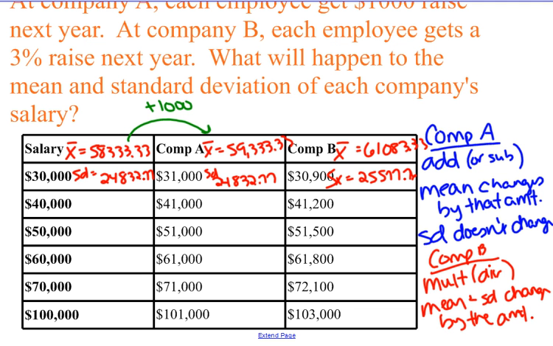This is called transformation. So when we want to transform data, because you get a raise or something changes and everyone changes by a certain set amount, the mean changes, standard deviation doesn't, when you're adding or subtracting. Multiplying or dividing, they both change.